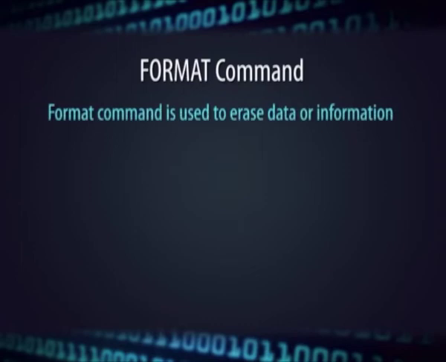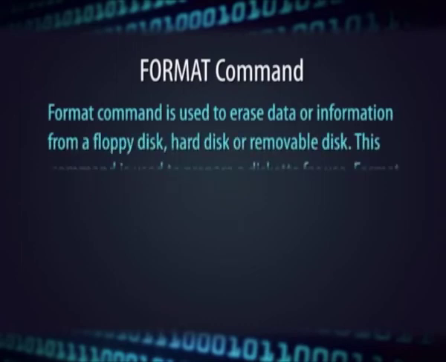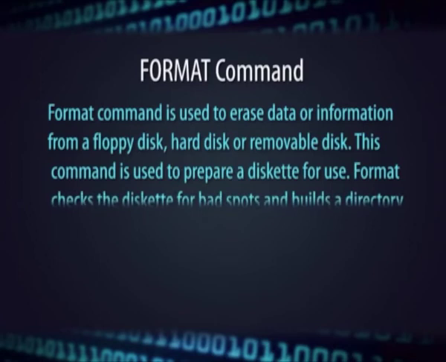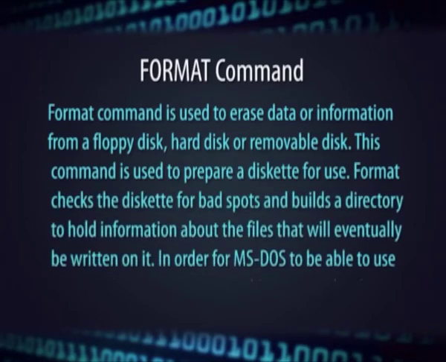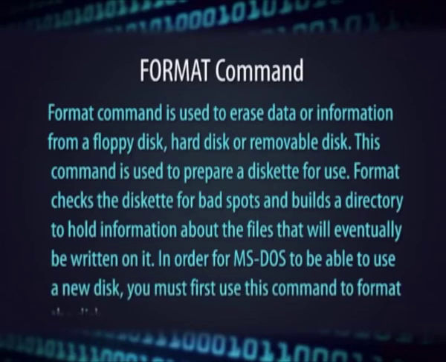Format command. The format command is used to erase data or information from a floppy disk, hard disk or removable disk. This command is used to prepare a diskette for use. Format checks the diskette for bad spots and builds a directory to hold information about the files that will eventually be written on it. In order for MS-DOS to be able to use a new disk, you must first use this command to format the disk.